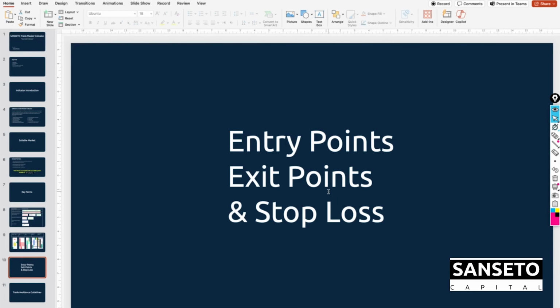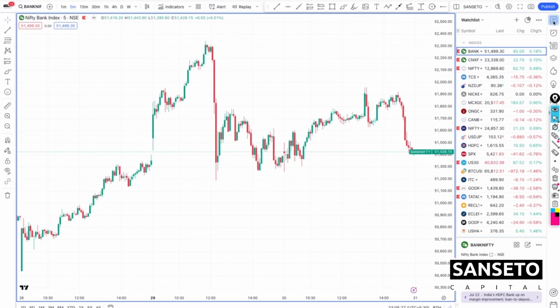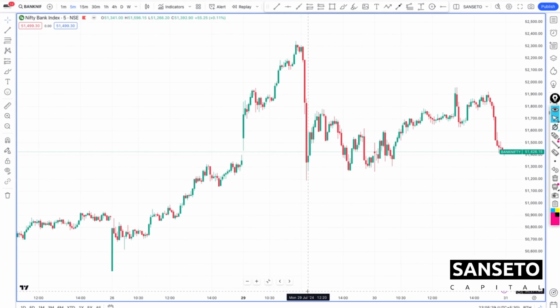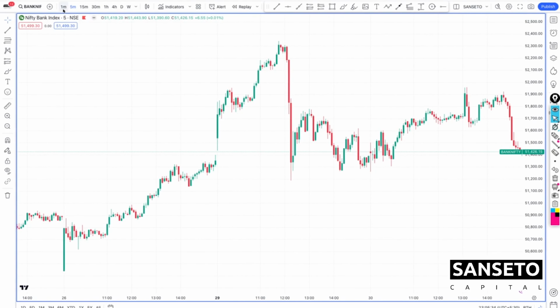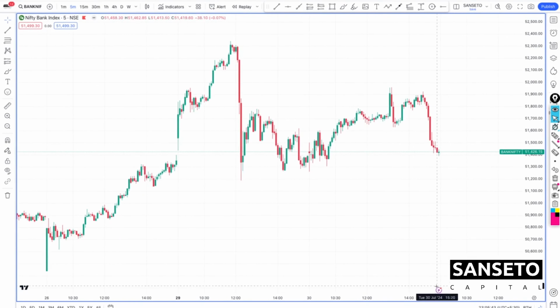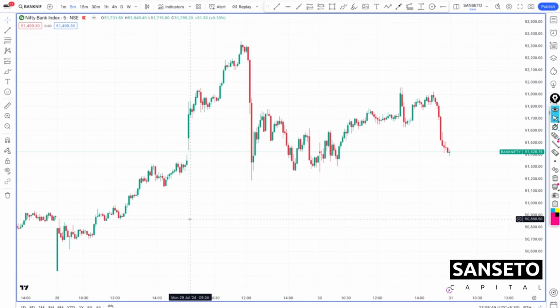What are our entry and exit points? Before showcasing the entry and exit points, I will show you how you need to add the indicator, how the indicator settings need to be checked, and so on. Currently we are on Bank Nifty. We are recording this on the 30th of July. You can see it here. We are on a 5 minutes time frame.